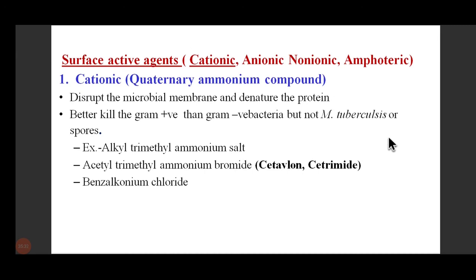Then surface active agents. We have cationic compounds, which include quaternary ammonium compounds. They disrupt the microbial membrane and denature proteins. They have a good spectrum of activity against gram-positive bacteria as compared to gram-negative bacteria, but not against M. tuberculosis or its spores. Examples are alkyl trimethyl ammonium salt and benzalkonium chloride. Commonly you would have heard them by the brand names Cetrimide or Savlon.